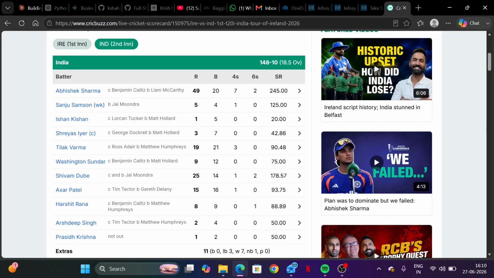In the World Cup, we all must remember that he was first playing at number three. But since he couldn't find a rhythm, the management played him at number six or number seven, where he scored some quick-fire runs.